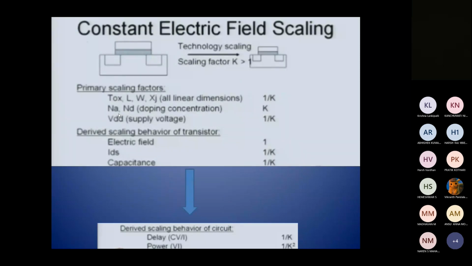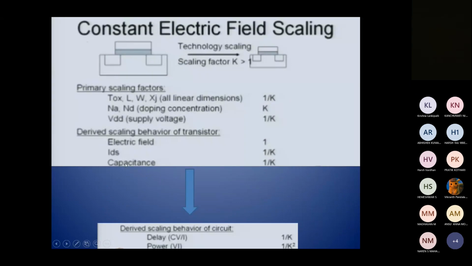So as the supply voltage is reduced by K and linear dimension is reduced by K, this electric field also has to be constant here. That is why this is called constant electric field scaling, because the electric field is constant here. Similarly, drain current has to be reduced by K, that is 1 by K.